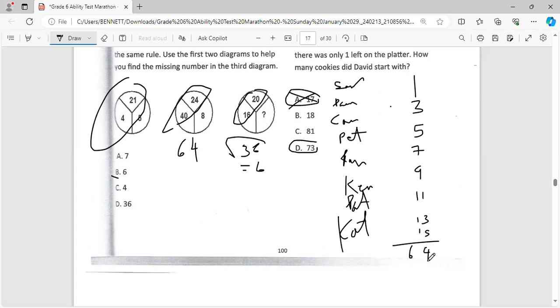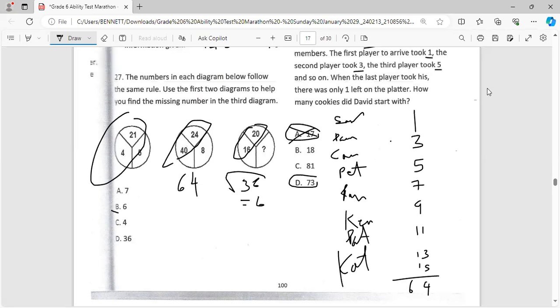Right? But remember, that's not the final. This is just the volleyball team. Remember, 1 was left. So that would make 65, because you have to consider the one that was left on the plate. So that is now 65. And remember, he ate 6 and he gave his sister 2. So you have to add the 8 to it now to give the grand total that he originally had, which is 73.